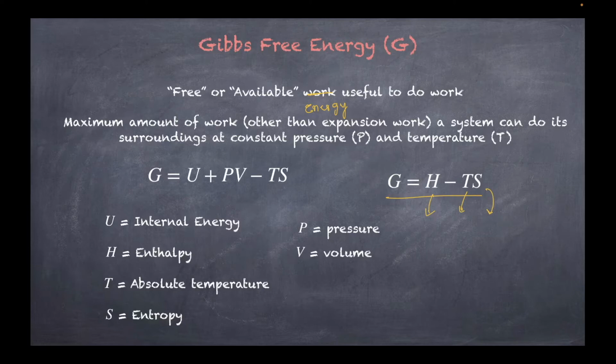Now we can also write H equal to U plus PV, where U is the internal energy, P is the pressure and V is the volume. So finally we can write down the expression of Gibbs free energy as follows: G equal to U plus PV minus TS, where Gibbs free energy is the contribution of the enthalpy subtracting the thermal fluctuation contribution.